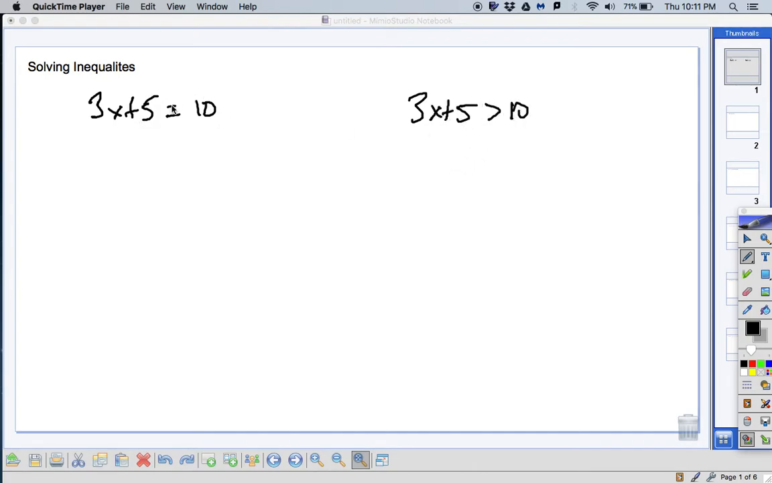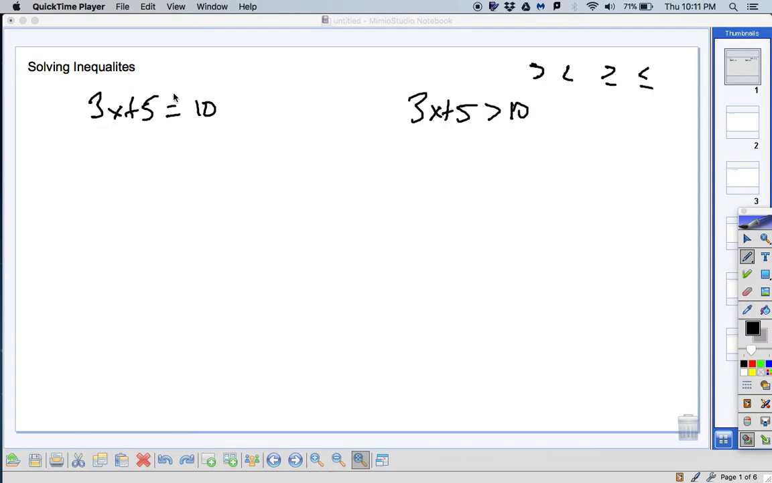Okay? The one on the left here is an equality because it has the equal symbol. The one on the right is an inequality because it has an inequality symbol. And remember, the inequality symbols are greater than, less than, greater than or equal to, or less than or equal to. So one of these four makes it an inequality, and the equal symbol makes it an equality.